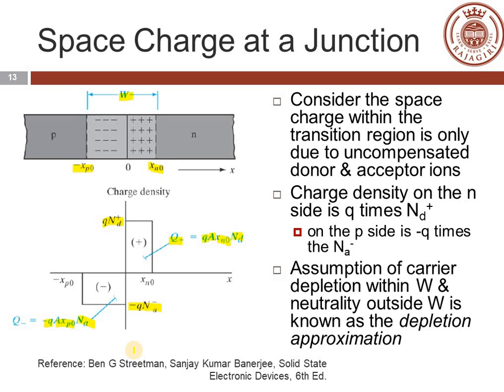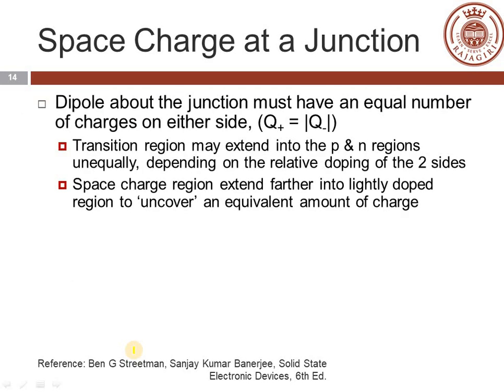So in this particular diagram, the positive charge is equal to the negative charge magnitude-wise. So we can consider it as a charge dipole. The dipole about the junction must have an equal number of charges on either side: Q plus equal to Q minus. The transition region, that is our W, may extend into the P and N regions unequally.